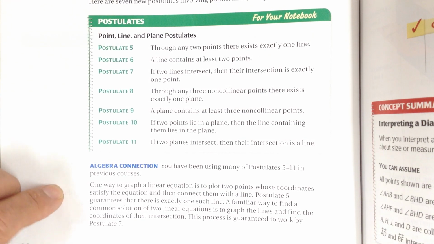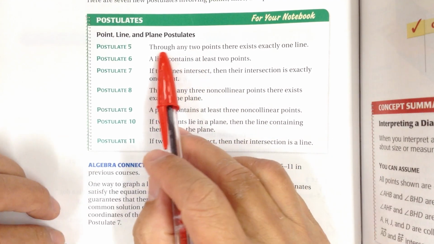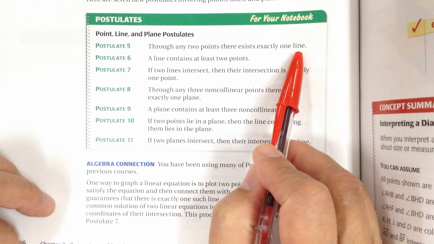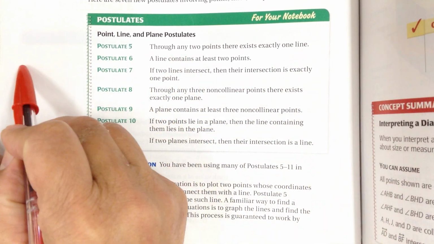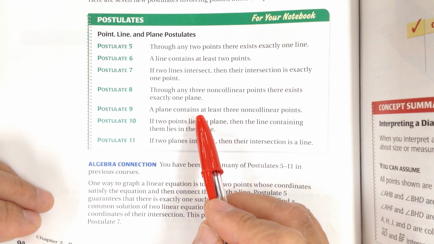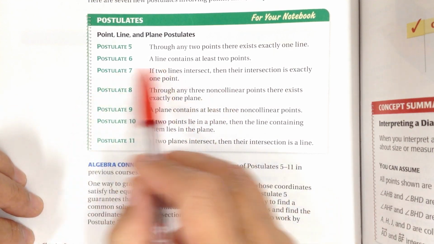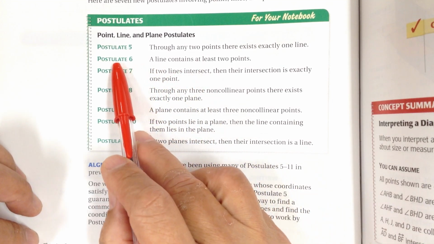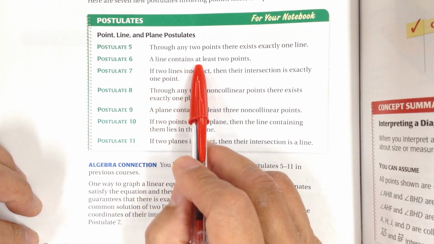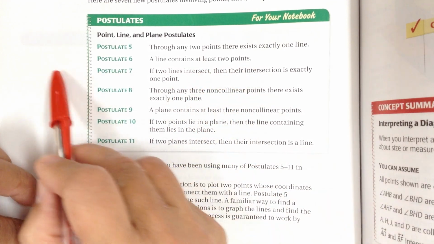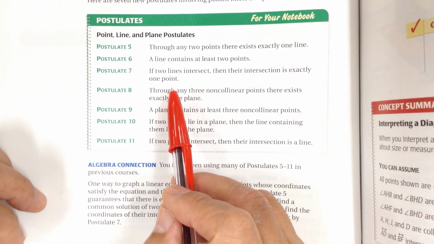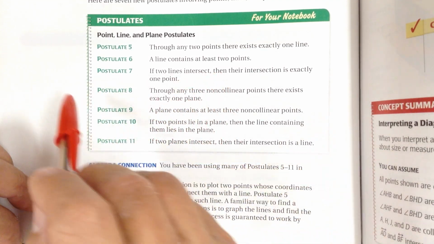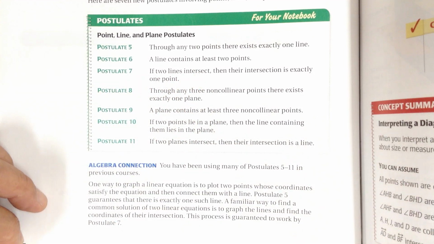Okay, postulate number 5. It says, through any 2 points, there exists exactly one line. So again, when you have 2 points, you can draw one line through them. Not more than one, but there's always exactly one line through any 2 points. And postulate 6, a line contains at least 2 points. So a line is made of an infinite number of points, but usually when they indicate it on the picture, they show at least 2 points on the line.